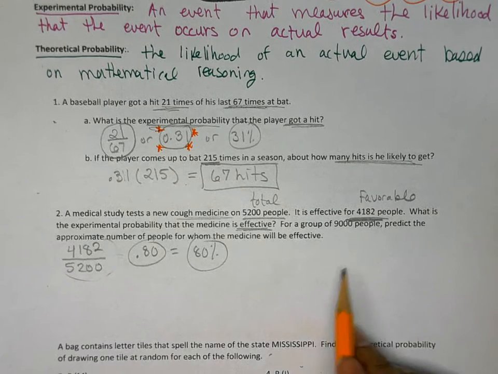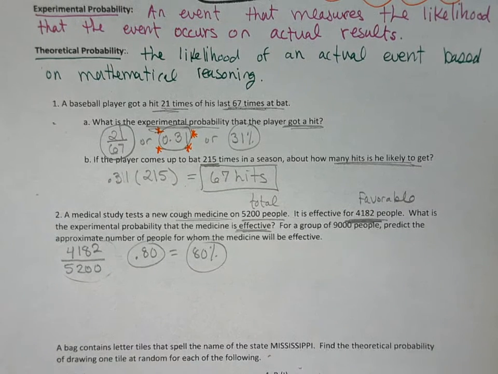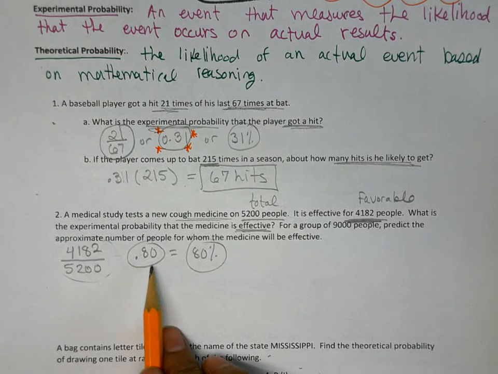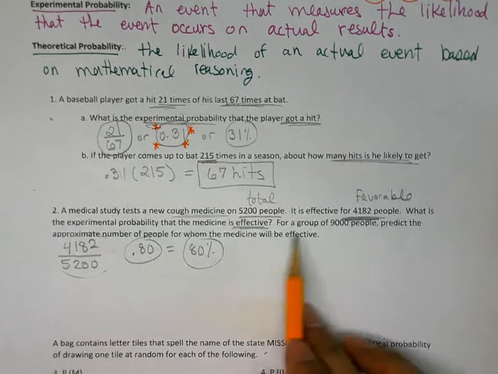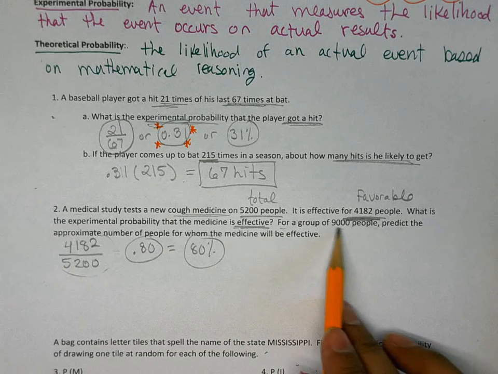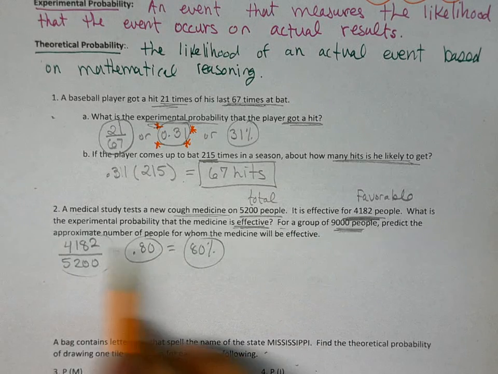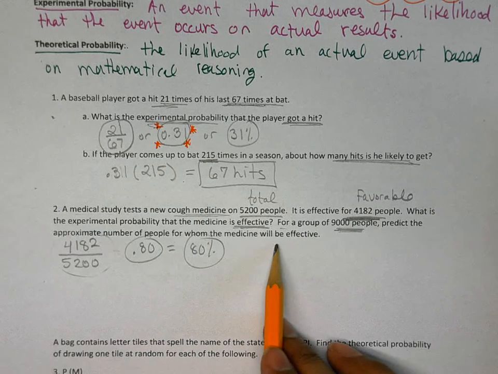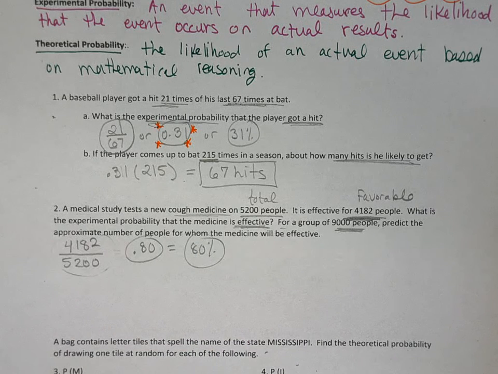All right. There's another question. You don't have to. Pick one or the other. I like this one, but when I go to answer the second question, I always use the decimal form. All right. Here's the second question. For a group of 9,000 people, predict the approximate number of people to whom the medicine will be effective. Now, Carolina told us on the last one what to do, so I'm going to have someone other than Carolina tell us how to do this one.